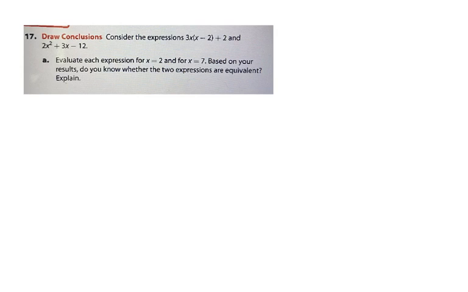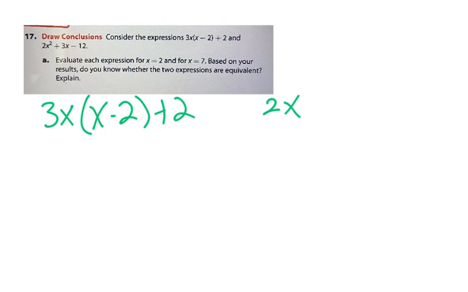Okay, now number 17, it says consider the expressions 3x times x minus 2 plus 2 and 2x squared plus 3x minus 12. Now I know that looks really complicated, but it's really not. Once we start solving, you're going to see it's not so bad, okay? So they want us to evaluate each expression for x equals 2 and x equals 7, okay? So they want us to take 2 and plug it in for x in each one, okay?